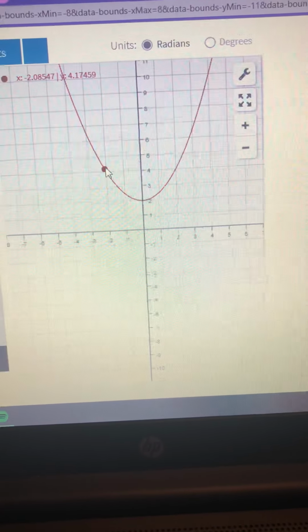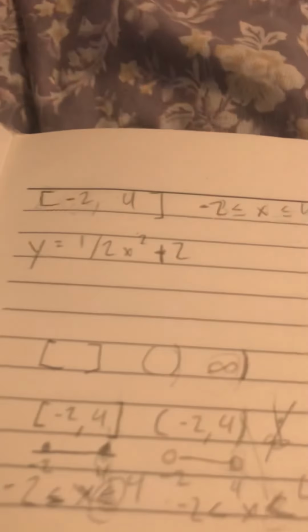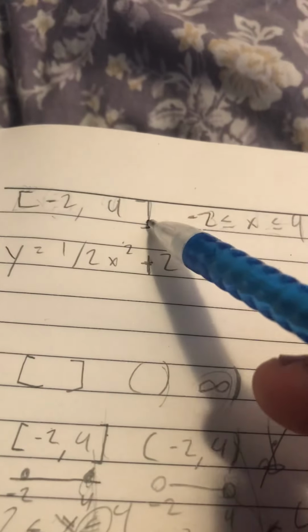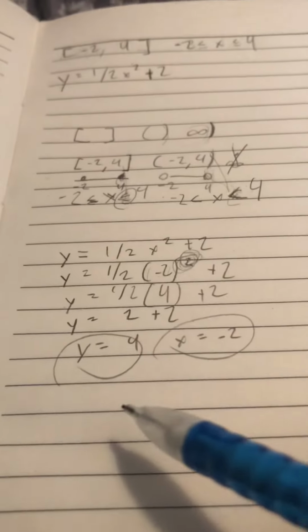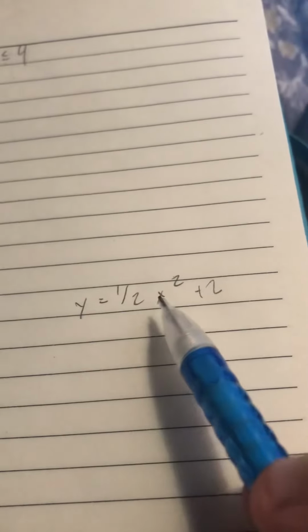Next, we want the other bound. We want the other parenthesis, bracket. So now we want 4. So once again, we start by writing down the equation. After that, we substitute in the x value. Y equals 1/2 times 4 squared plus 2. See that?